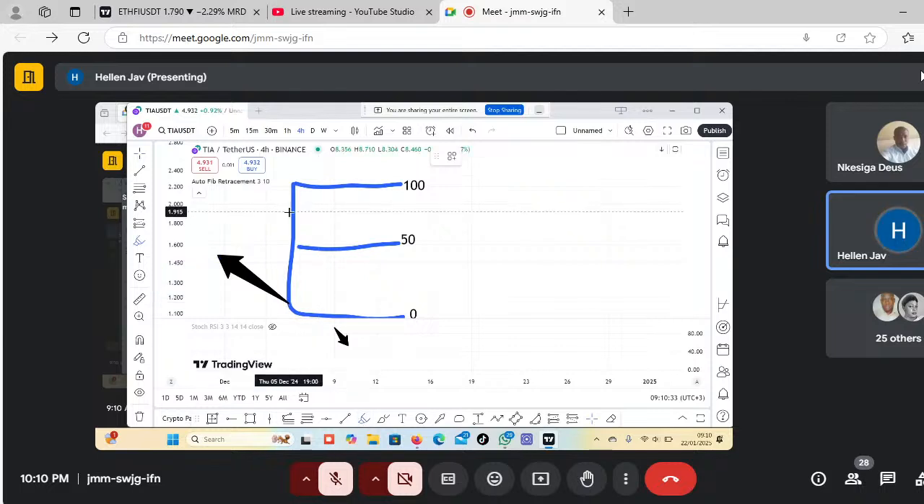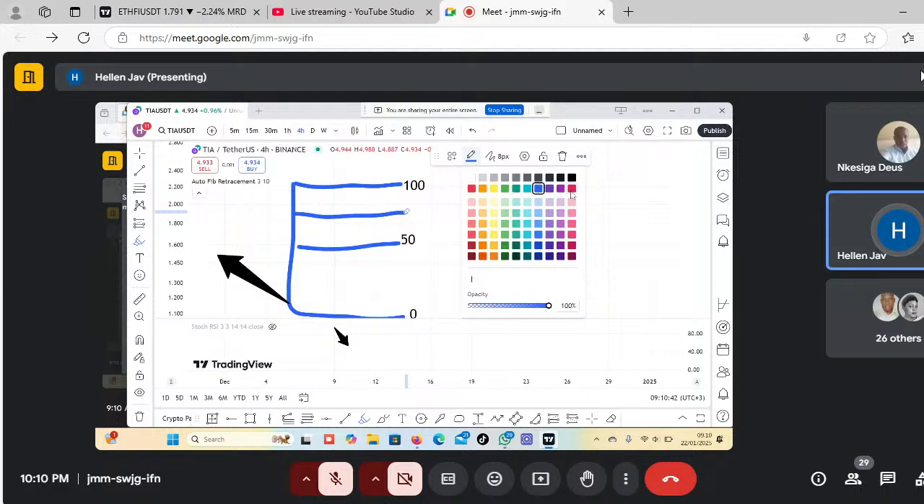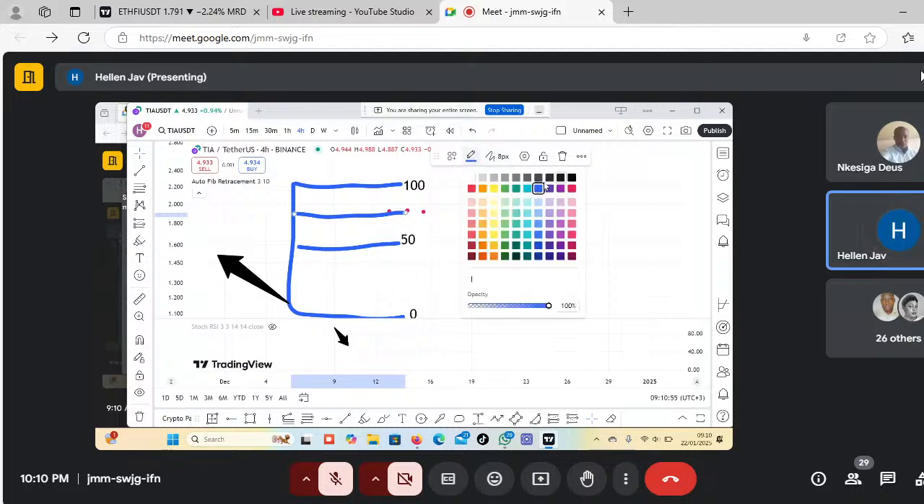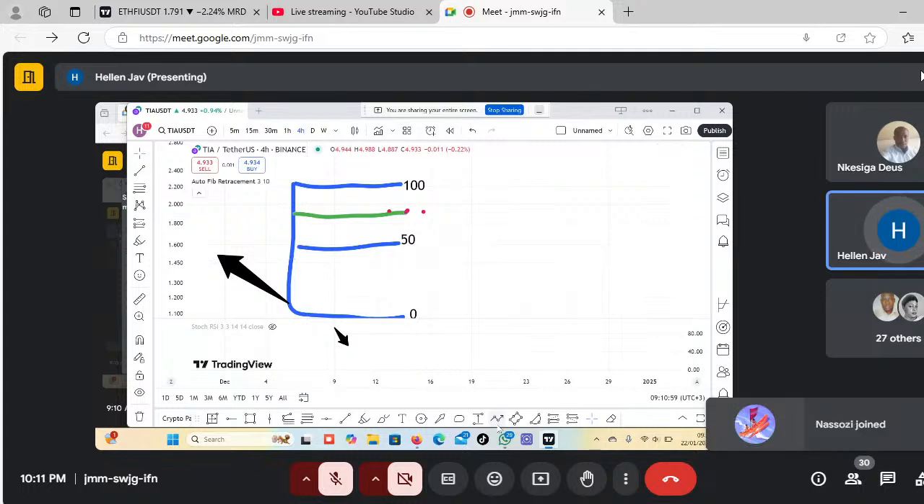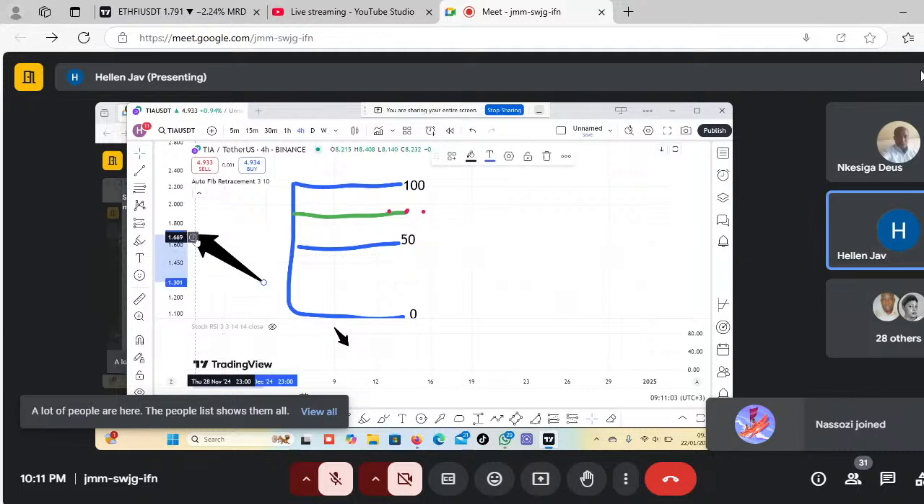I'm going to come here and put another line here. Let me change the color so that you can understand well. Let me make it green. Okay, and then we are having another one here. We are also dividing this area here.